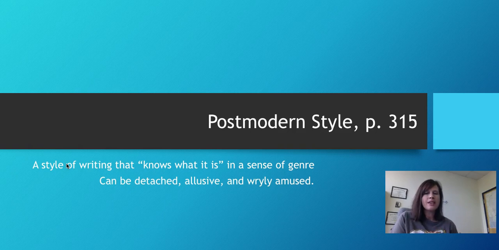It knows that it's a romance novel, or it knows it's an action story or science fiction, because when you think about it, texts used to be, Victorian literature didn't call itself Victorian literature, it was just literature. But the way that we have developed our genres of literature, the way we've kind of categorized and labeled different things, postmodernism is sort of a way of recognizing that. Authors recognize what they're writing for.